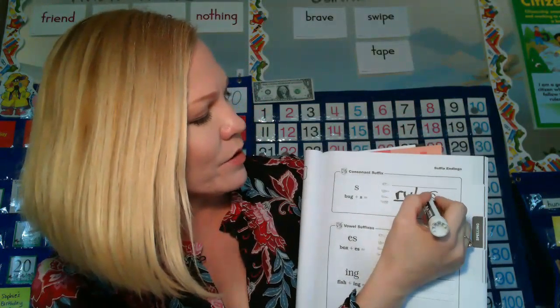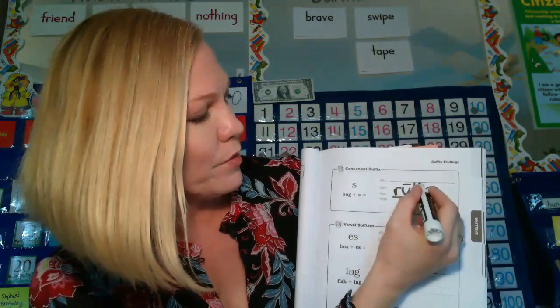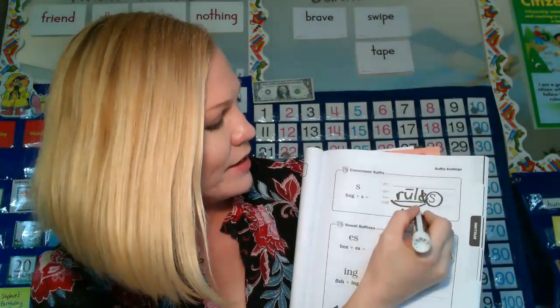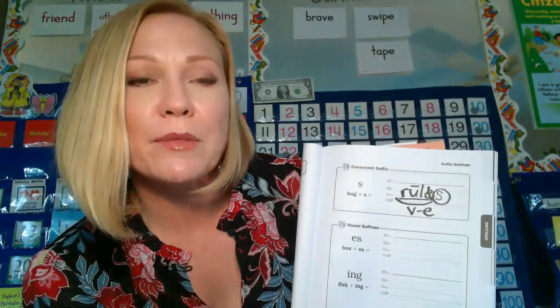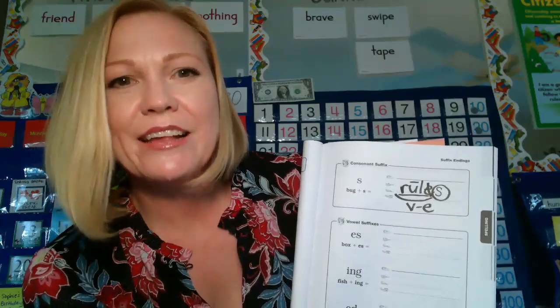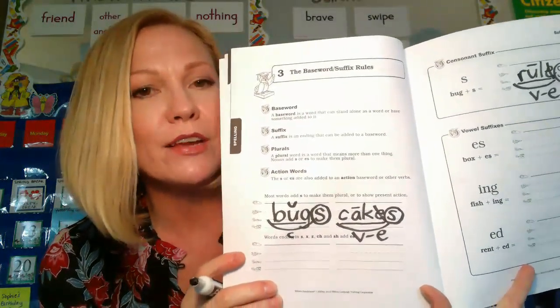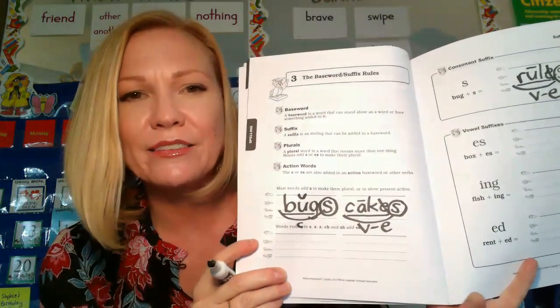Underline the base word. Circle that suffix. That is a long U. That's a silent E. And the word rule is a V-E word. The reason I want you to write these in your composition or in your student notebook is so that you have it handy anytime you need to go back and check. So now you know when you add a suffix to a closed syllable word or a V-E word, you mark them by circling them and underlining that base word.